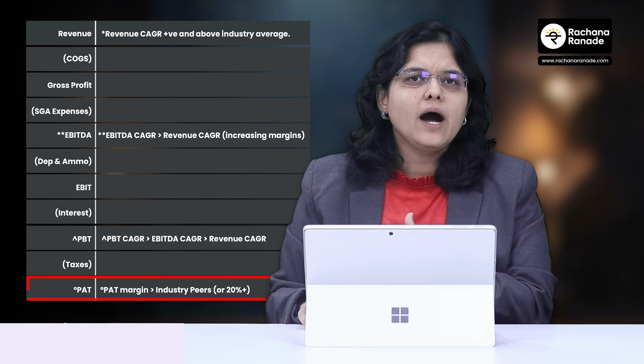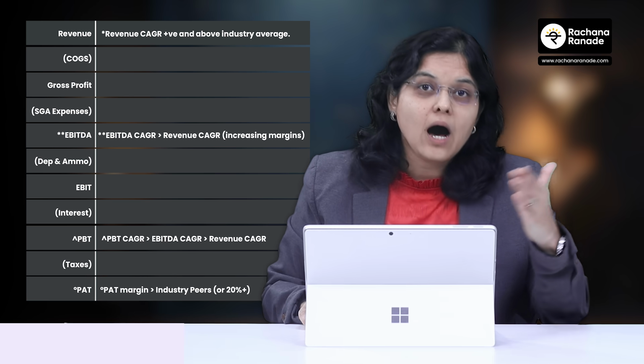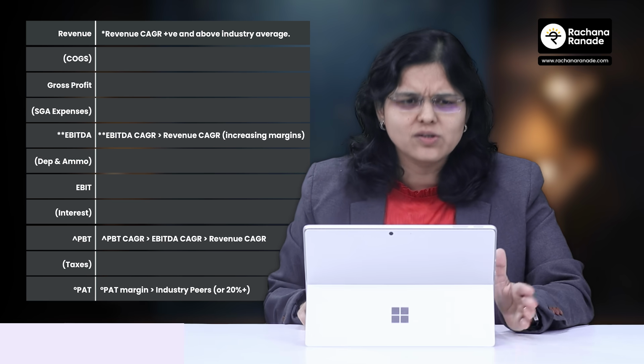Even at PAT level, I do check whether their profits are higher than their industry peers or not. So this is about some basics of the profitability statement, the P&L statement, that I would check. At balance sheet level, of course, I'll check how much is the debt, how much is the equity. So basically I can just check the debt to equity ratio and finish it, right?